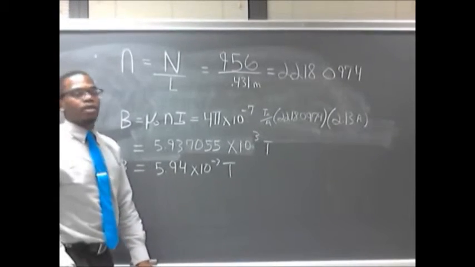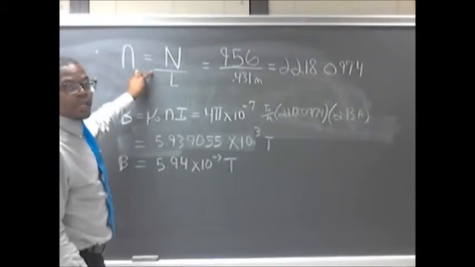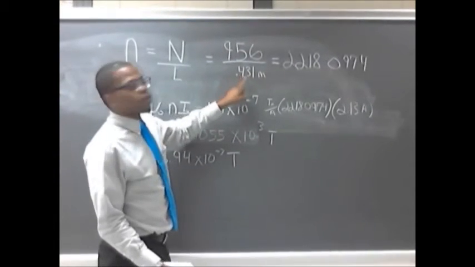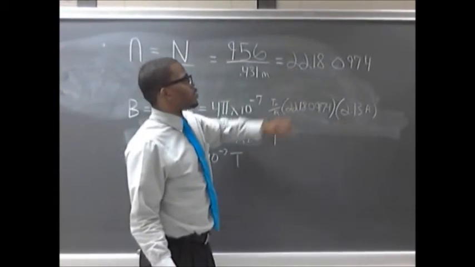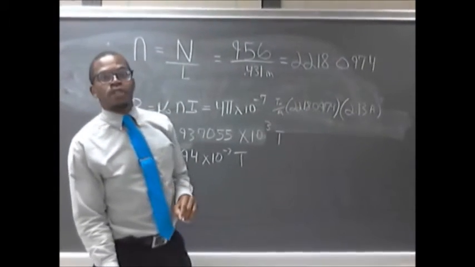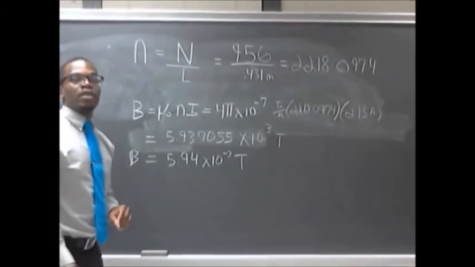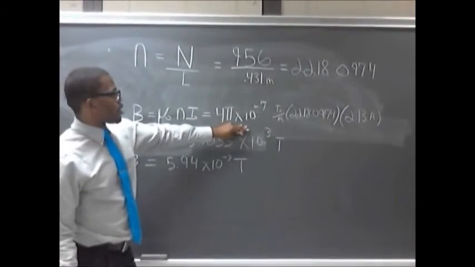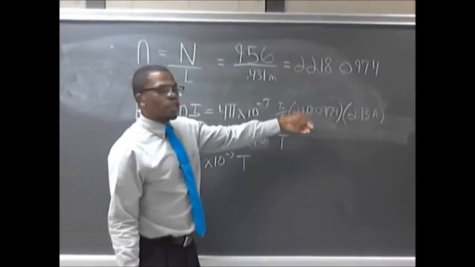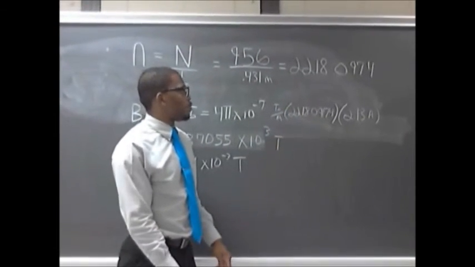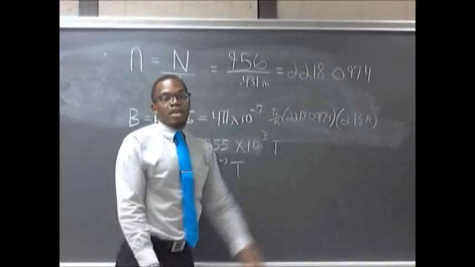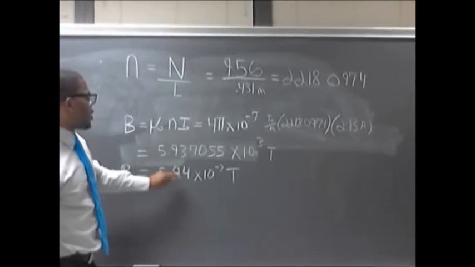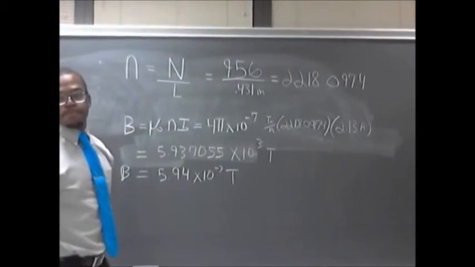For the first part, you start with this equation. You plug in the number of turns and the length, which is 956 turns and 0.43 meters. Plug that in and you get 2,218.094 turns per meter. For the magnitude of the magnetic field in the solenoid, you use this equation, mu naught, which is a constant. You plug in your number of turns per meter, which is 2,218.904, times the current through the solenoid. When you plug that in, you get 5.94 times 10 to the negative 3.